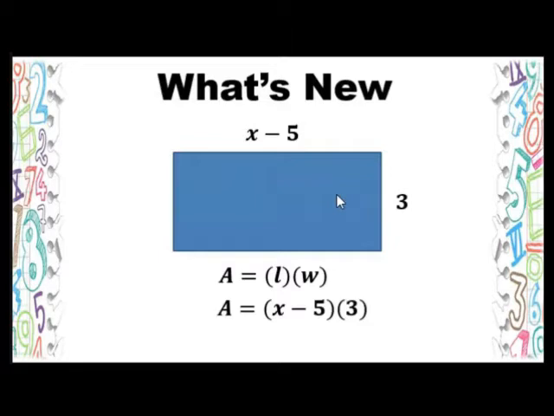So to find the area, we need to multiply x minus 5 by 3 using distributive property. So we will distribute 3 to all the terms inside the parentheses. So we have 3 times x, that is 3x, and 3 times negative 5, that's negative 15. So the area of the rectangle is 3x minus 15.